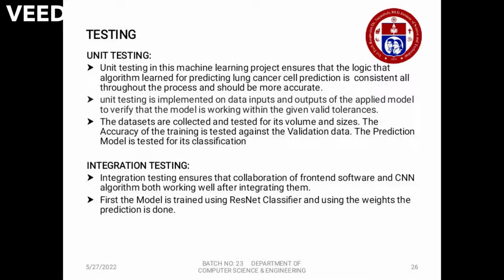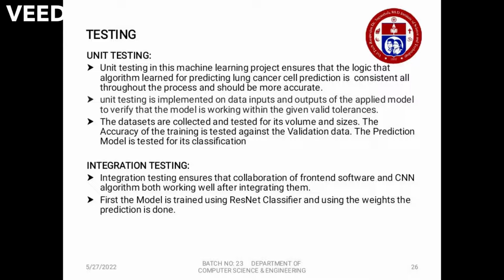Testing. In testing, there are four types of testing. First one is unit testing, which in a machine learning project ensures that the logic, algorithm, and functions are correct, and the process should be more accurate. Unit testing is implemented on data inputs and outputs of the applied model to verify that the model is working within the given valid tolerances. Next one is integration testing.